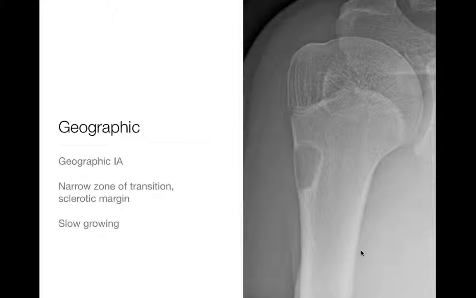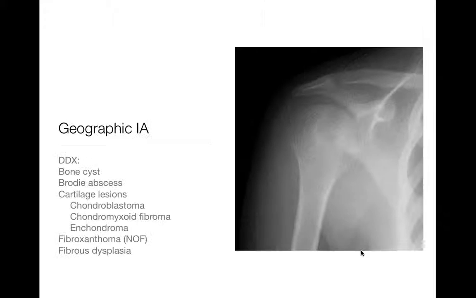So this is a good example we have here in the humerus of a geographic 1A lesion. To properly describe this tumor, we would describe this as a geographic lytic lesion with a narrow zone of transition, a sclerotic margin, which is cortically based in the metaphysis of the proximal humerus. So this is going to be a geographic 1A lesion. And this is a typical appearance of a non-ossifying fibroma. When we describe it as such, we're going to think of pretty much all benign things. A very benign lesion, we can just leave this lesion alone. You don't need to do anything with it.